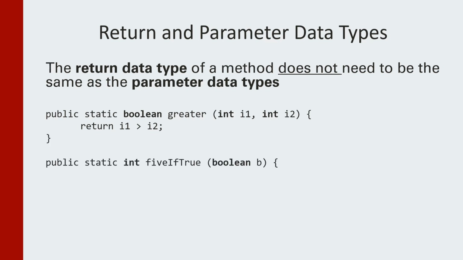Here's just another example. Let's say that I have a method, I want to return an int, and it takes in a boolean. So there's only two values that a boolean could be. It could be true or it could be false. And basically, if b, return 5, otherwise return 0. So this is something that returns 5 if I put in true, and otherwise returns 0.